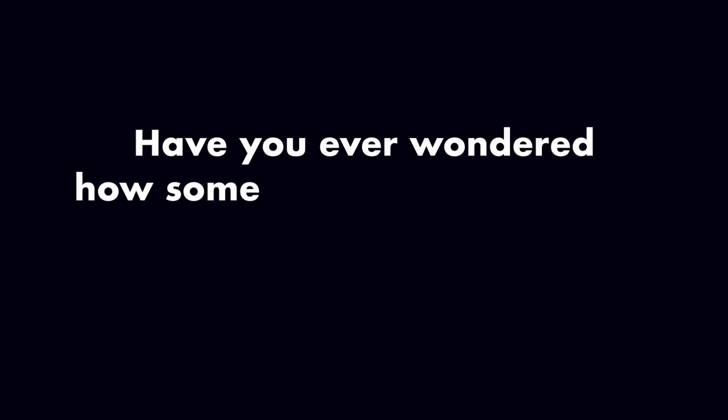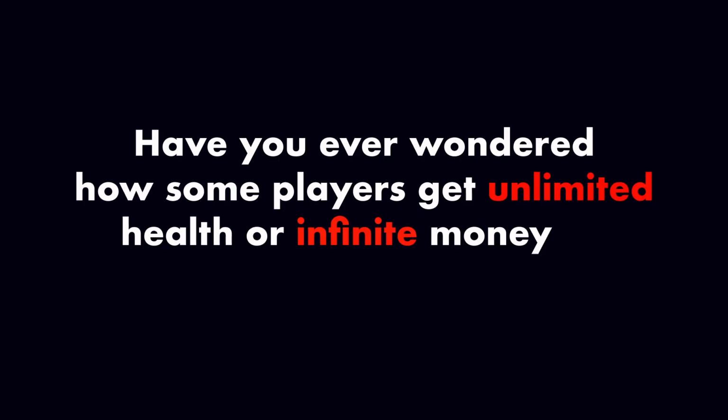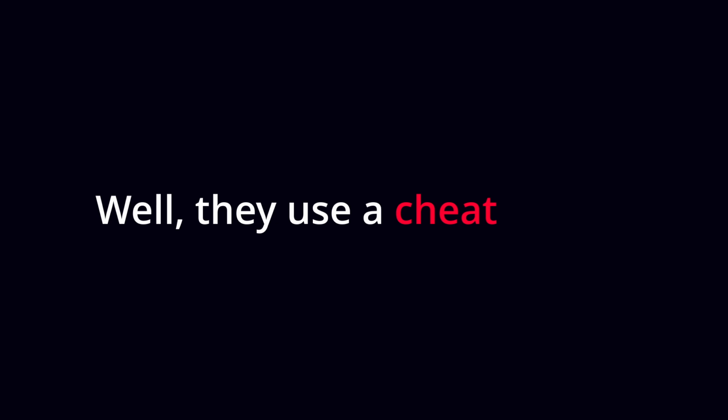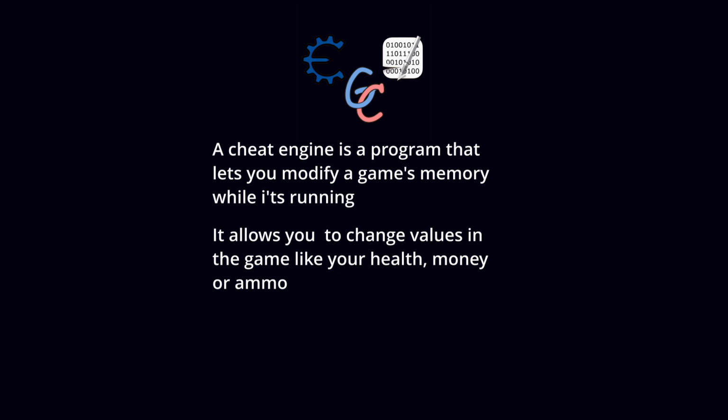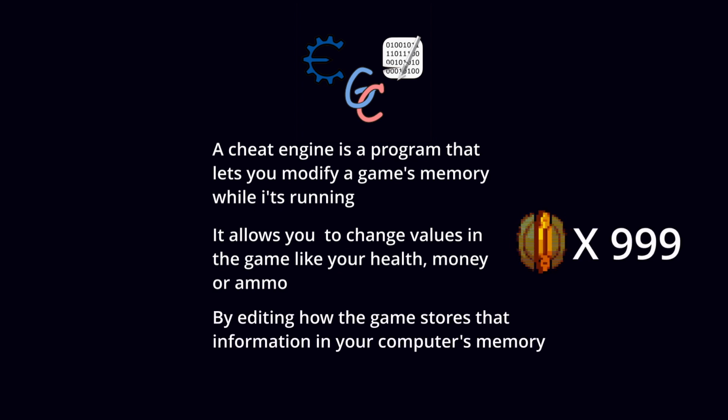Have you ever wondered how some players get unlimited health or infinite money in video games? Well, they use a cheat engine. A cheat engine is a program that lets you modify a game's memory while it's running. It allows you to change values in the game, like your health, money, or ammo, by editing how the game stores that information in your computer's memory.